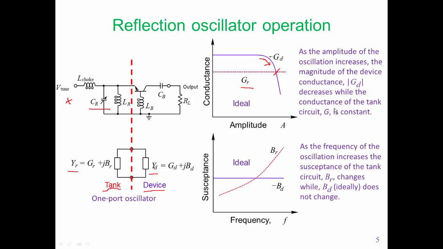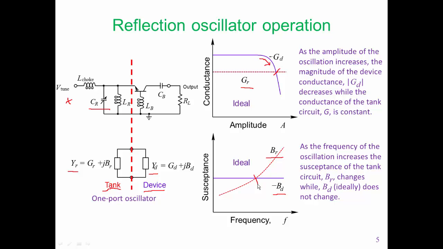Looking at the susceptance now, ideally what we would like to have is a rapid variation of BR with respect to frequency. BR is the susceptance of our resonator network, and in our conventional view, BD is independent of frequency. When BR is equal to minus BD, that will define the frequency of oscillation. So as the frequency of oscillation increases, the susceptance of the tank circuit BR changes while BD ideally does not change.